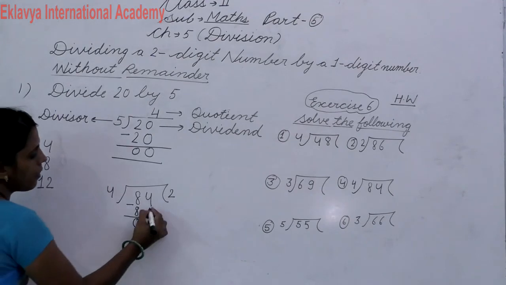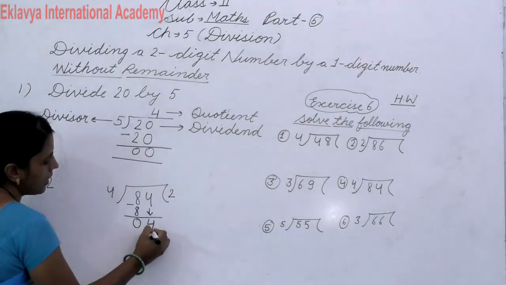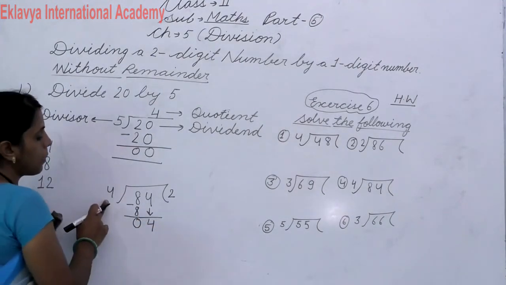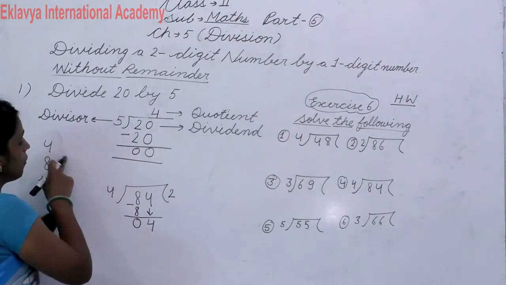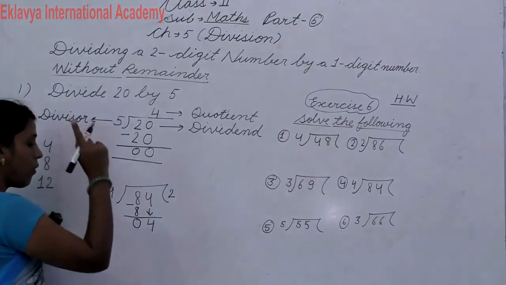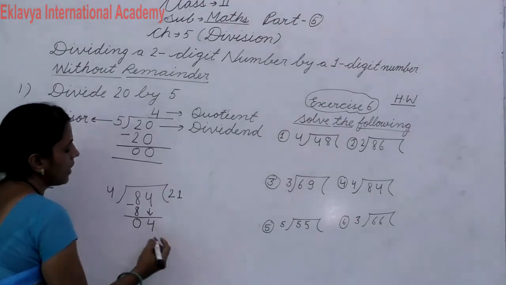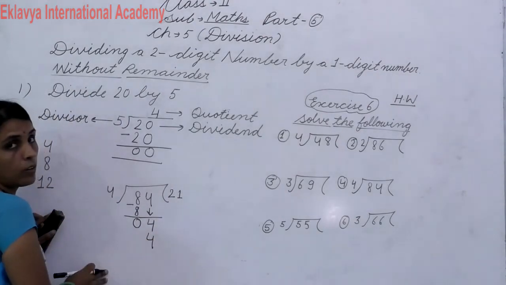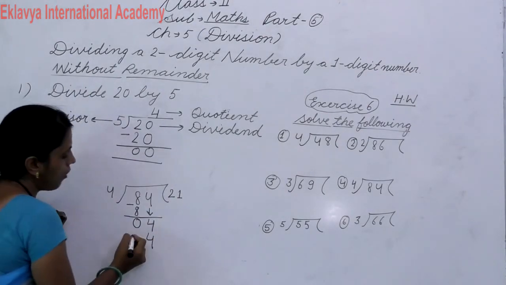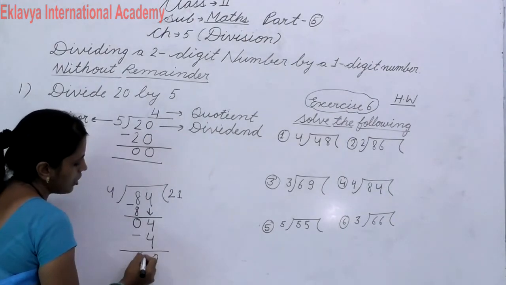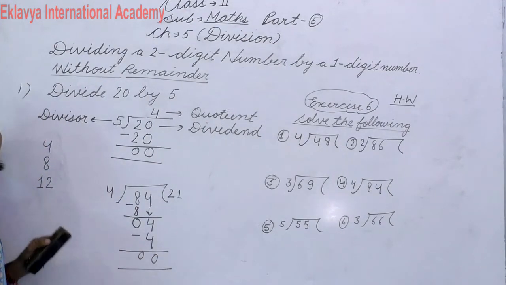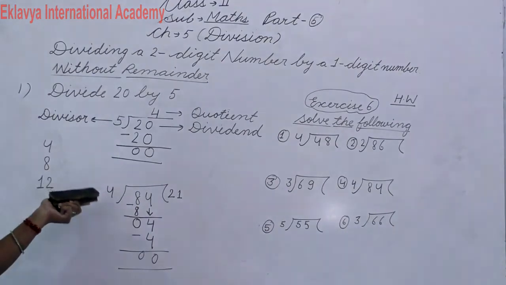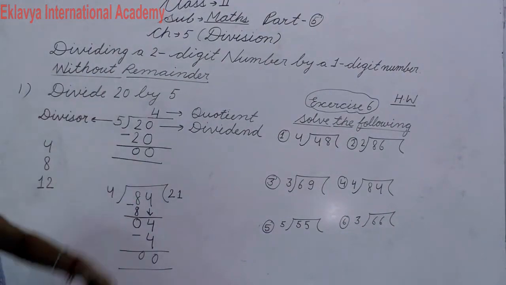Now we will take 4 from that number. We will speak the table of 4. In which number will you get 4? You will get 4 ones. What will you get? You will get 4. Now we will subtract again, that is 0. Okay beta, this is your division without remainder.